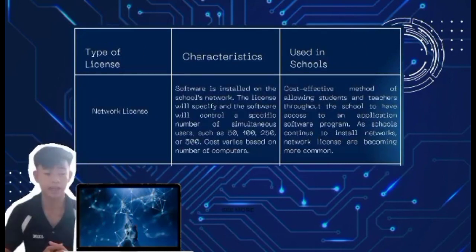Next one is network license. Characteristics: software is installed on the school network. The license will specify, and the software will control, a specific number of simultaneous users such as 50, 100, 250, or 500. Cost varies based on the number of computers used in the school. Use: a cost-effective method of allowing students and teachers throughout the school to have access to an application software program. As schools continue to install networks, network licenses are becoming more common.